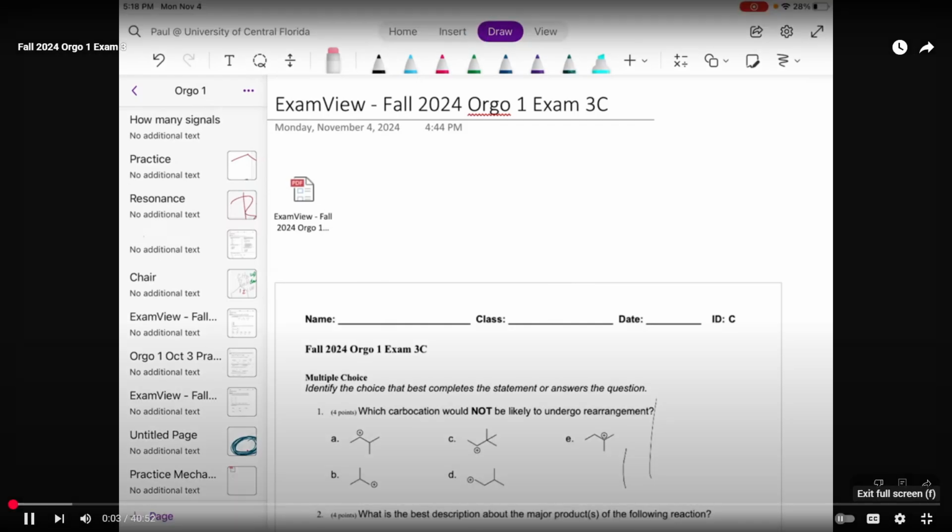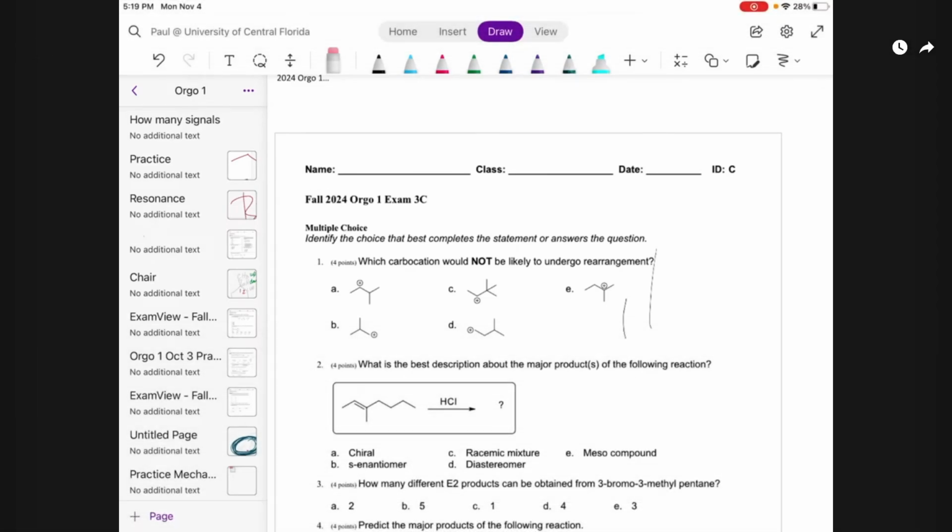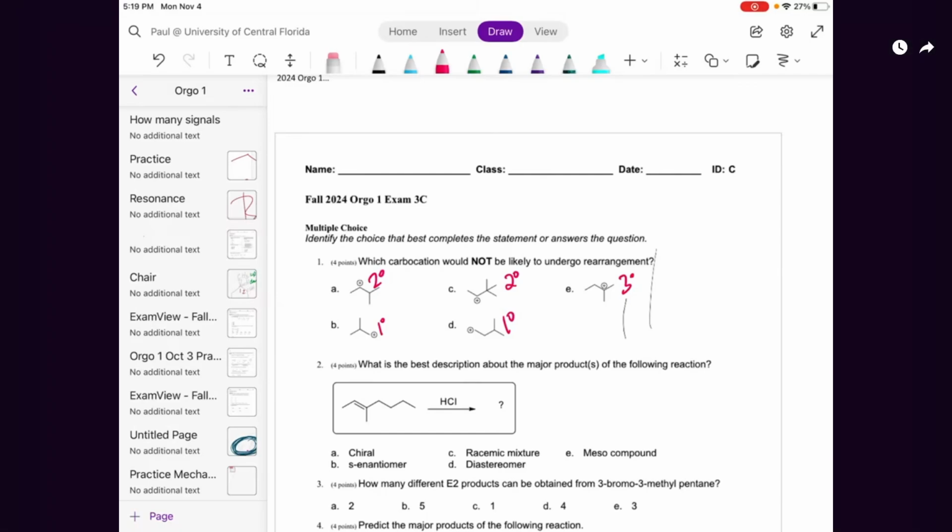Well, let's go through this exam. So question 1, which carbocation would not be likely to undergo rearrangement? Well, when we evaluate, that's a secondary, that's a primary, secondary, tertiary. Tertiary carbocations don't undergo rearrangement because they're already the most stable carbocation possible.